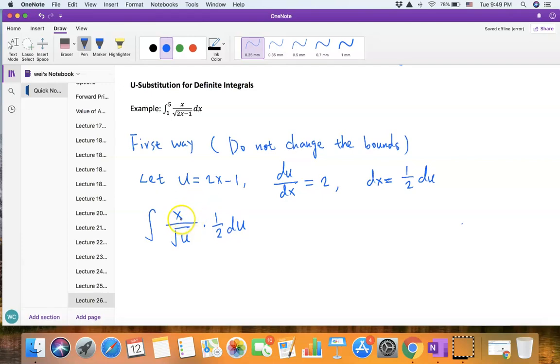To get rid of this x, we can use the method of back substitution. Since u equals 2x minus 1, then u plus 1 equals 2x, and then x equals 1 over 2 times u plus 1. So we can replace this x by 1 over 2 times u plus 1.